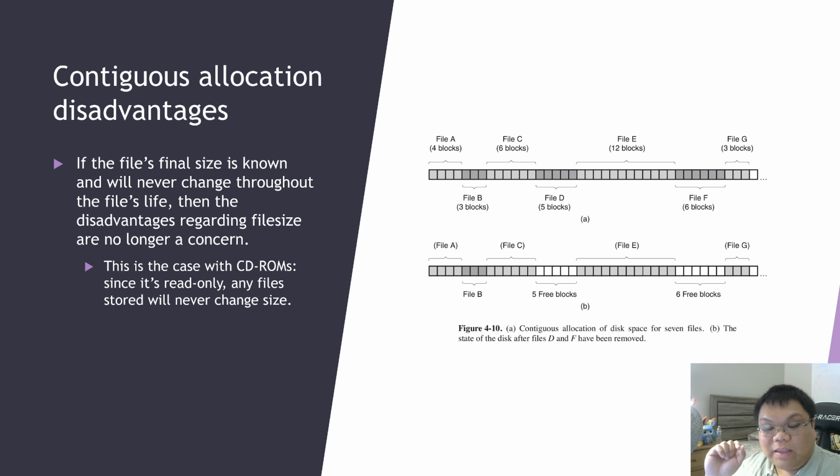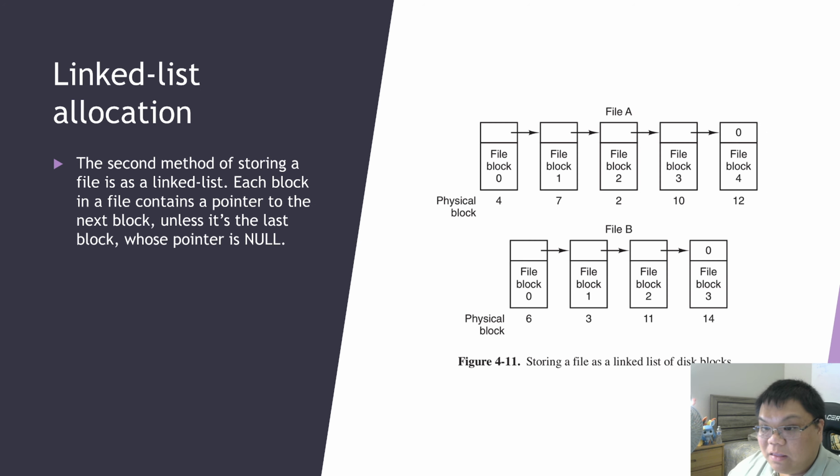CD-ROMs are read-only media. That's not what ROM stands for. It stands for read-only memory. But the point is, it's read-only. We can't write to it. We can't change the size of a file. So once that file is written, it's never going to change size, so the concerns regarding file size, shrinking and growing, they're never going to apply for read-only memory. They're never going to apply for things like CD-ROMs.